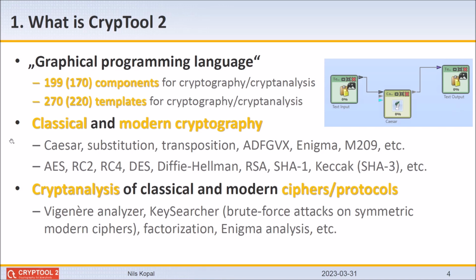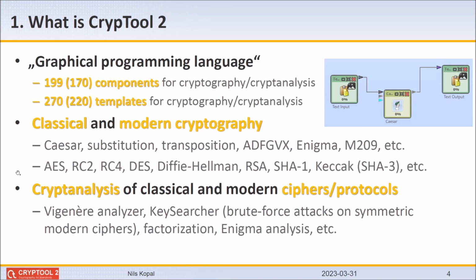We implement in CrypTool 2 classical and modern cryptography. Examples are the Caesar cipher, the substitution cipher, transposition, ADFGVX, Enigma, M209, and many more. We also implement modern cryptography like AES, RC2, RC4, DES, Diffie-Hellman, RSA, SHA-1, Keccak, and many more.